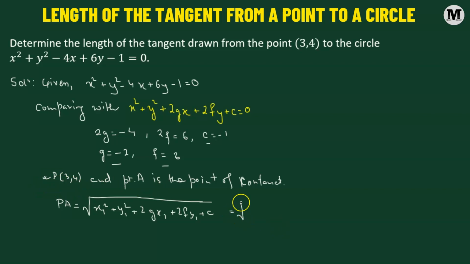So let's substitute these values. We get the square root of 3 squared plus 4 squared plus 2 times g. So the g value will be negative 2 times x1, so x1 is 3, added to 2 times f. So the f value will be 3 and multiplied by y1, so that's going to be 4. Plus c, so c is negative 1. When we compute this, we get the value equal to 6. So this is going to be the length of the tangent drawn from the point (3, 4) to the circle.